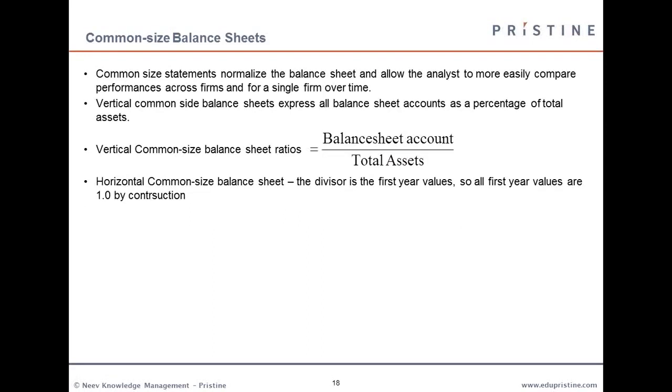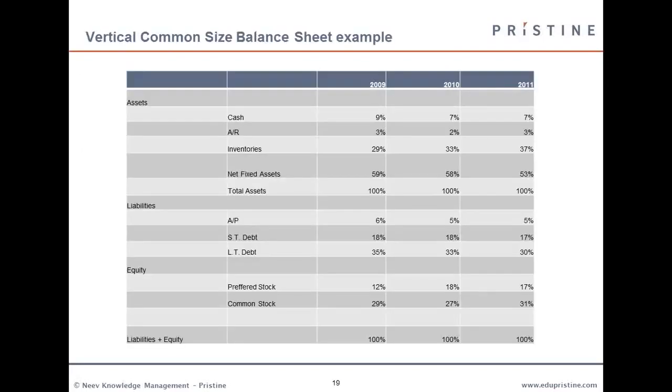In case of balance sheet, we have common size balance sheets. For the analysis, we use common size balance sheets. Among these, we have two types: vertical common size balance sheets and horizontal common size balance sheets. In a vertical common size balance sheet, we try to express everything as a percentage of total assets. So here's an example of a vertical common size balance sheet.